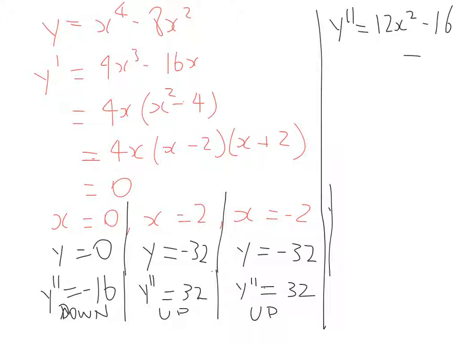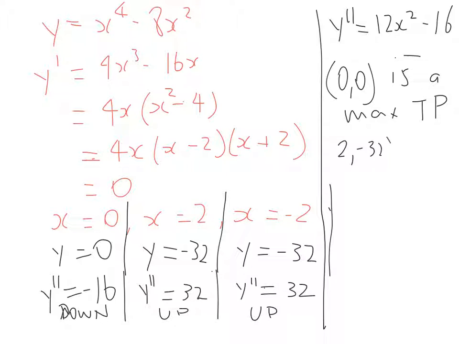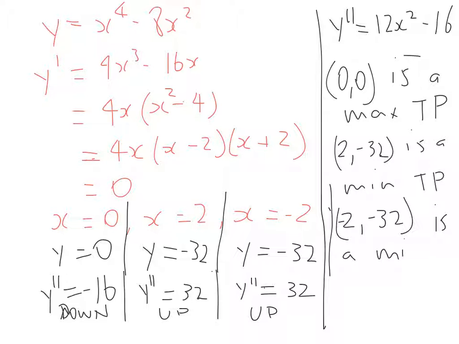So we should write these out now. What we end up with is 0, 0 at the origin is a max turning point. 2, -32 is a minimum turning point, and as is -2, -32. That's also a minimum turning point. Okay, so all that's left to do now is the sketch.